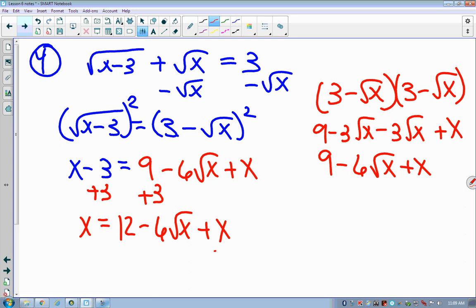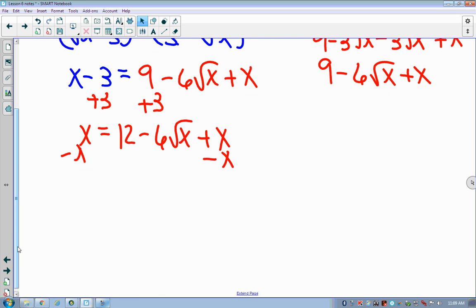Subtract the x, like this one here. Okay, what's x minus x? 0. Okay, so I got nothing over here. All I have is 12 minus 6 radical x over here. I do still have a variable though, right?